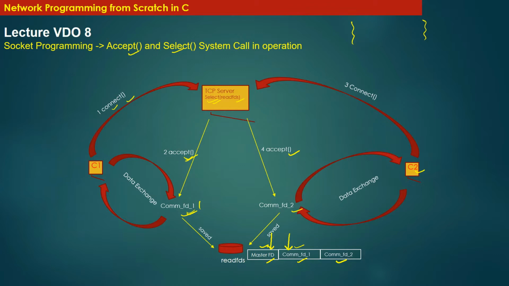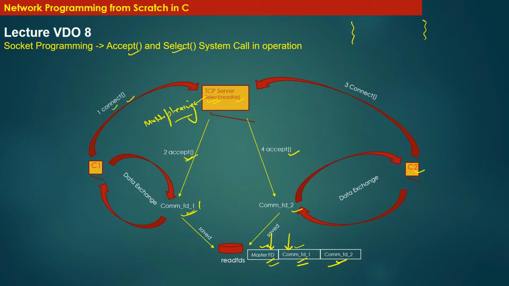So at this point of time, the TCP server is monitoring two clients at the same time, as well as it is also capable of accepting new connections from new clients at the same time. So you can see that the select system call actually achieves multiplexing. Multiplexing means doing different tasks at the same time. At this point of time, because read-FDS has three file descriptors, the server is monitoring three file descriptors at the same time. So more clients will come, more communication file descriptors will be created, and these communication file descriptors will keep on being added to the read-FDS set.